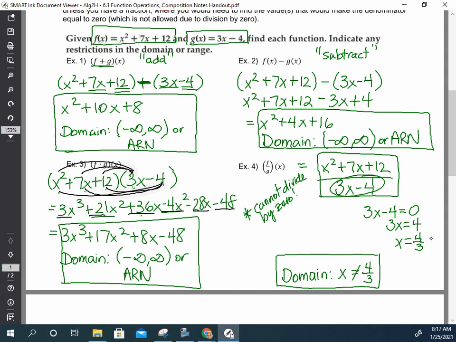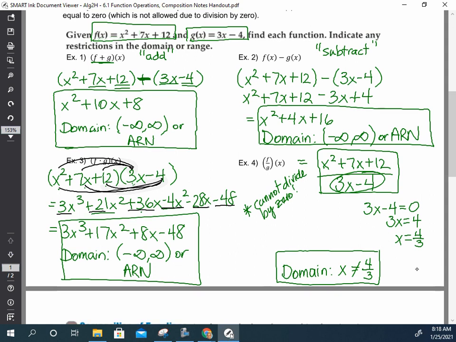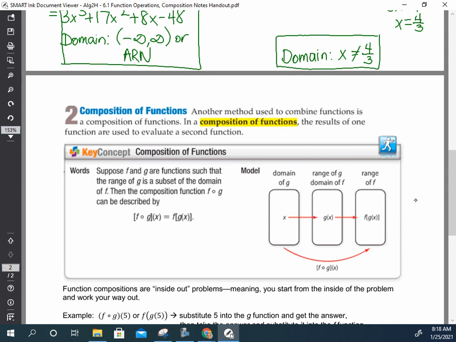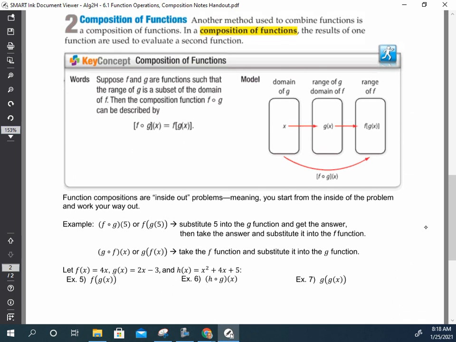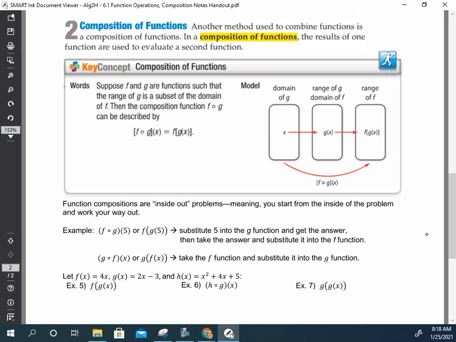So we have adding, subtracting, multiplying, dividing. Those are the 4 main operations. However, with functions, there is a 5th operation, and that is called composition.